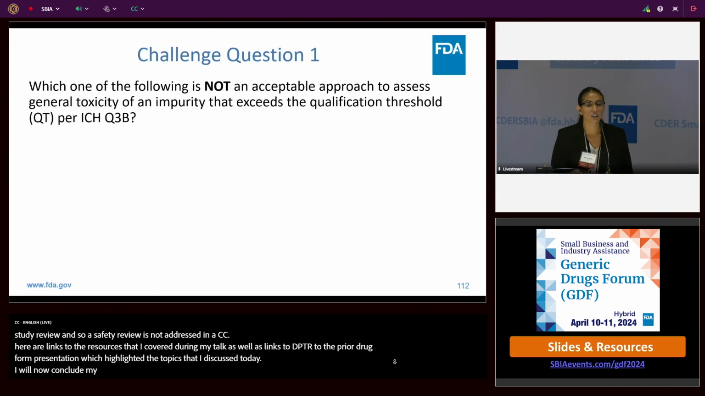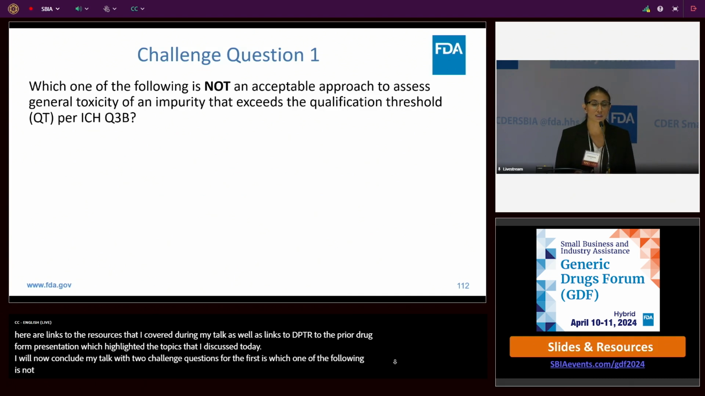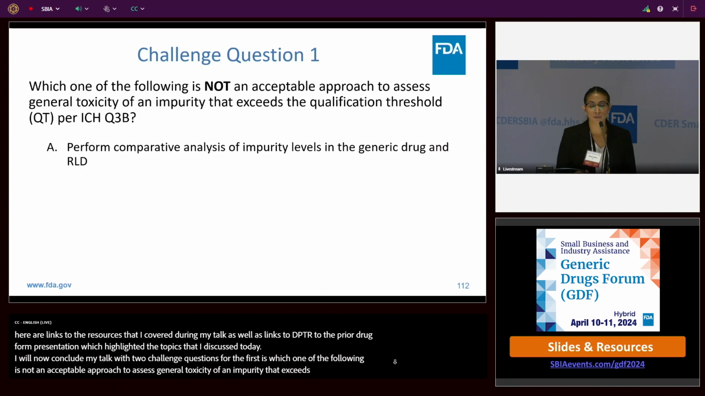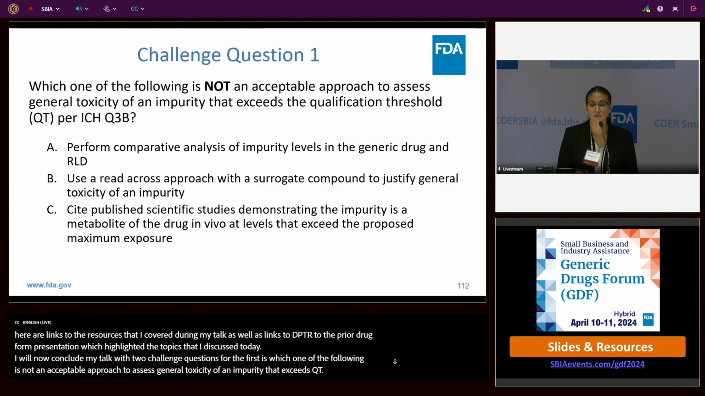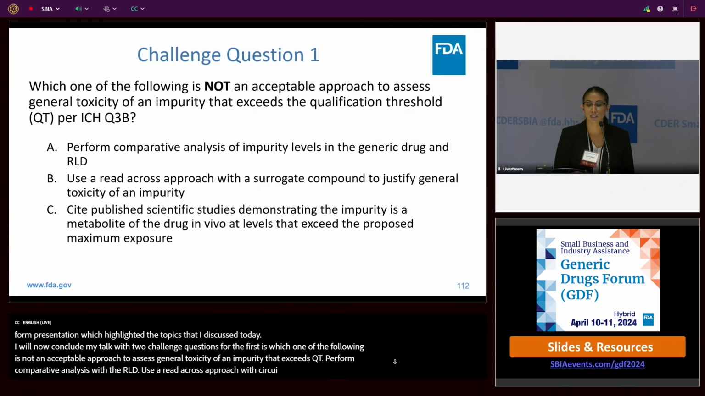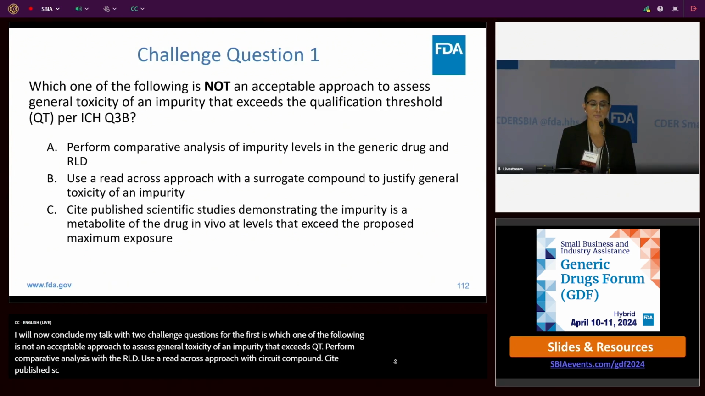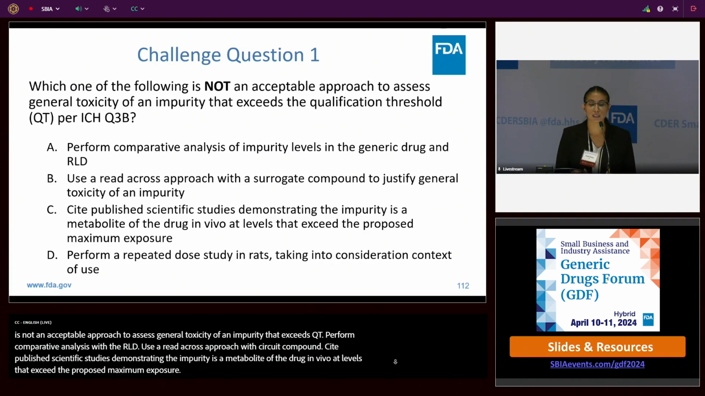The first one is, which one of the following is not an acceptable approach to assess general toxicity of an impurity that exceeds QT? Perform comparative impurity analysis with the RLD, use a read-across approach with a surrogate compound, cite published scientific studies demonstrating the impurity is a metabolite of the drug in vivo at levels that exceed the proposed maximum exposure, or perform a repeated dose toxicity study in rats, taking into consideration context of use.